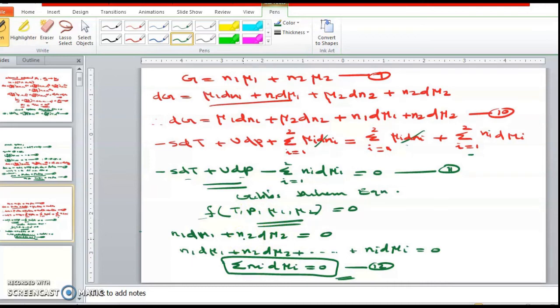The significance of the Gibbs-Duhem equation is that the chemical potential of one component of a mixture cannot change independently of the chemical potential of the other component, because the chemical potentials of all the components in the mixture are interrelated. So the chemical potential of one component cannot change without changing the chemical potential of other components.